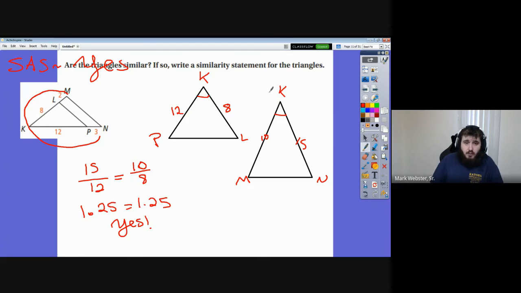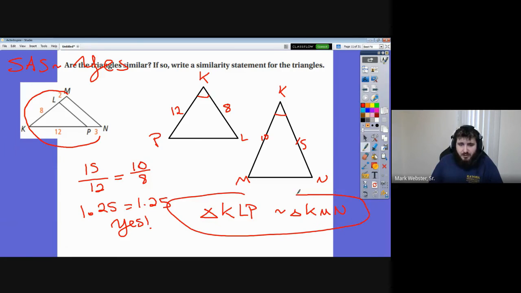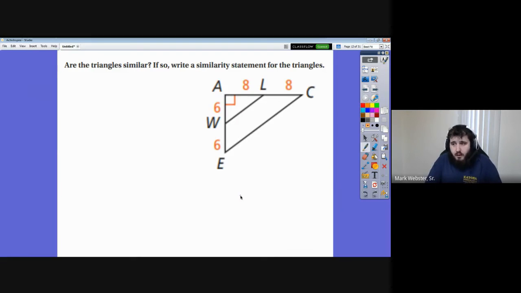So the similarity statement, let's make sure we do it right. The K's go together there. And then KL went with KM, so just be aware of that. And then KP goes with KN. And there we go. There's our similarity statement right here. Okay. All right. Give this one a try.